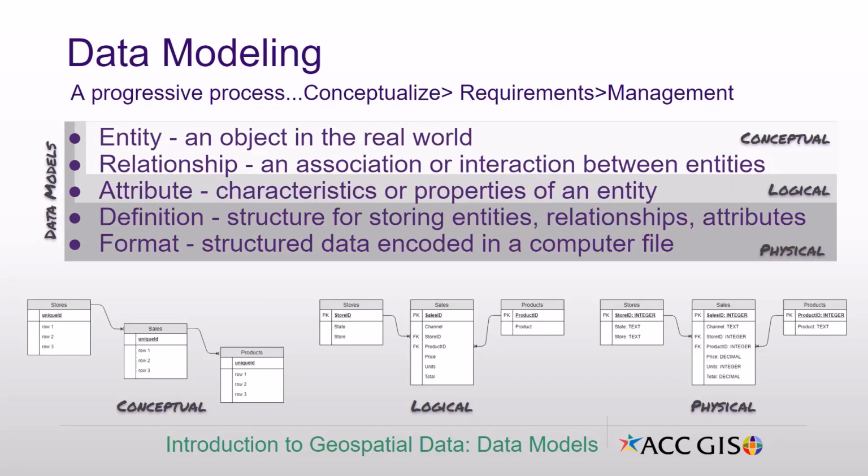When we're diagramming an entity relationship model, we're actually modeling the data, which is a progressive process where we conceptualize the data, list the data requirements, and lastly, manage the data. And we can break that down into conceptual, logical, and physical data models. We'll talk about each data model next.